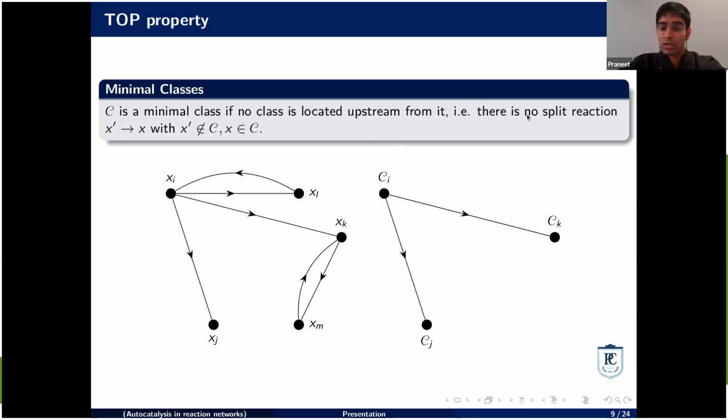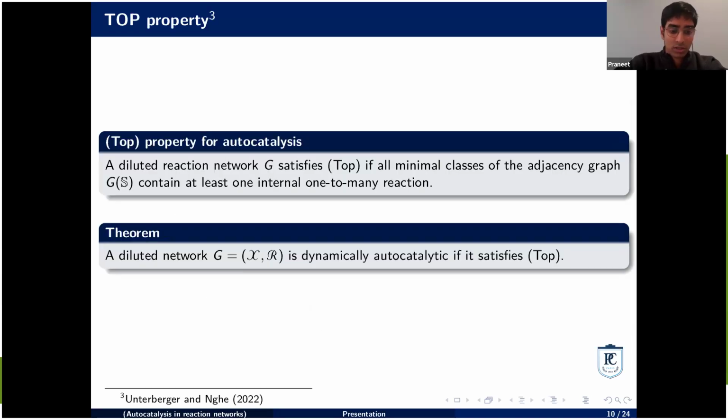And mathematically, the condition is that there is no split reaction in the system with one species in CI and another species which is out of CI, which would lead to an incoming edge into this class. So why we define these is because in a paper by Jeremy and Philip in 2022, they defined a property called the top property for autocatalysis. And what this property implies is that if you have a diluted reaction network and it satisfies this property, then it will be dynamically autocatalytic. And this property is that all the minimal classes of the graph contain at least one one-to-many reaction internally.